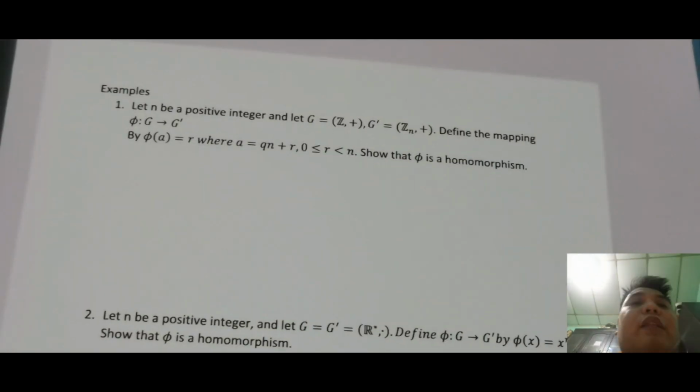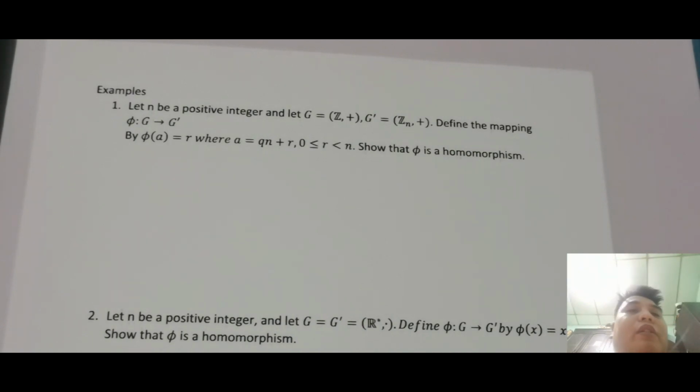Let n be a positive integer and let G be equal to Z, plus. Then G prime is equal to Z sub n, plus. Define the mapping from G to G prime by φ(a) is equal to r, where a is equal to qn plus r, with 0 less than or equal to r less than n. Then show that φ is a homomorphism.